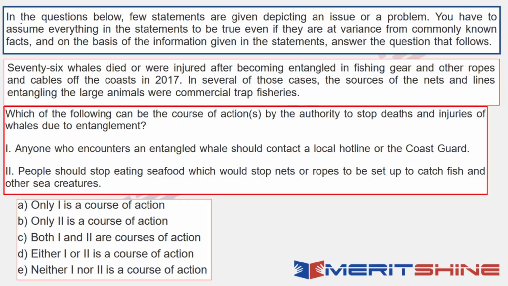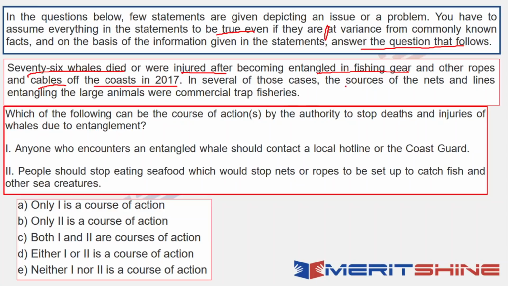Let's do it now. In the questions below, a few statements are given depicting an issue or a problem. You have to assume everything in the statements to be true, and on the basis of the information given in the statements, answer the question that follows. So, what's the statement? 76 whales died or were injured after becoming entangled in fishing gear and other ropes and cables off the coast in 2017.